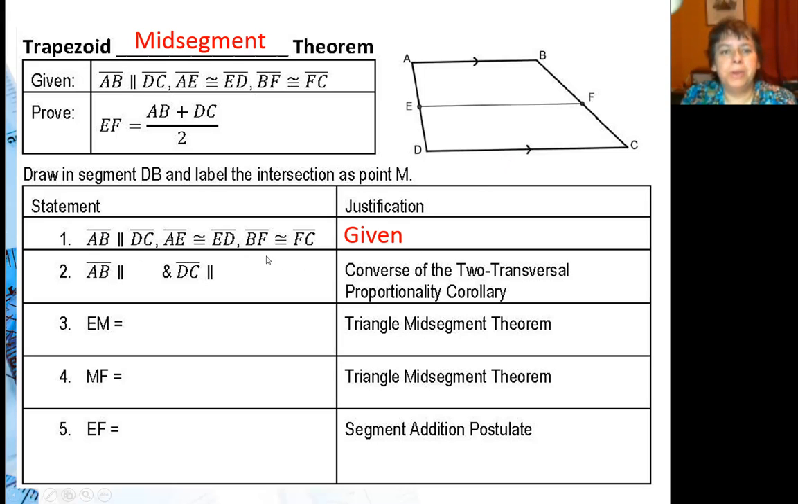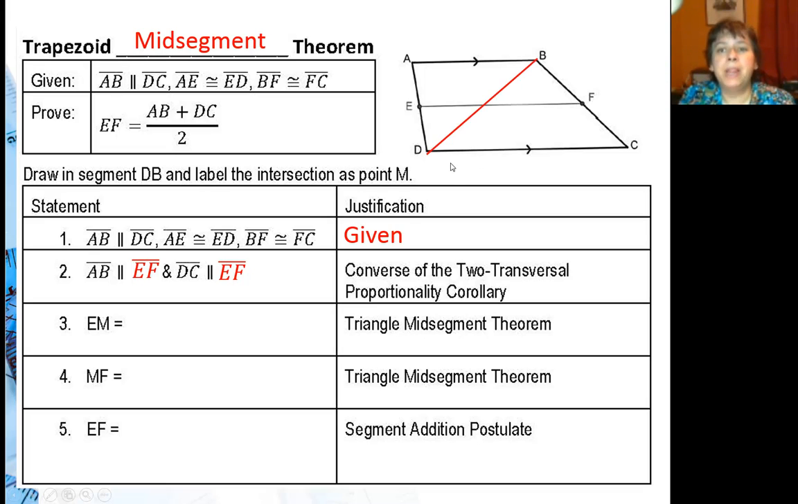Well, first of all, I'm going to go ahead and write down my given. I know my two bases are parallel, and since these are midpoints, AE is congruent to ED, and BF is congruent to FC. Now I'm saying that if AB is parallel to DC, and these are midpoints, do you remember the two transversal proportionality corollary, which said, okay, if these are all parallel, they cut them proportionally? Well, I'm saying, hey, these are cut proportionally, so all of these must be parallel. So I can say that EF is also parallel to the other two segments.